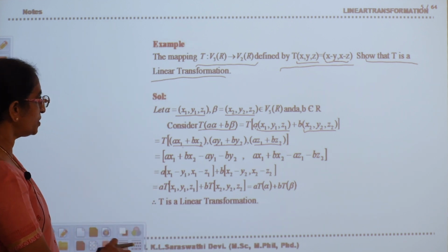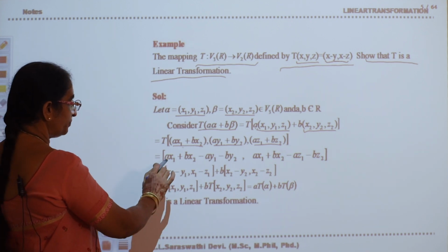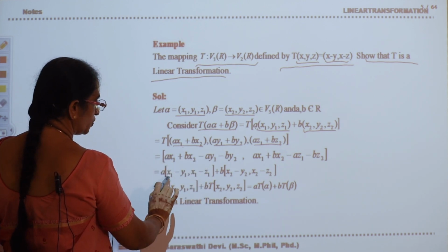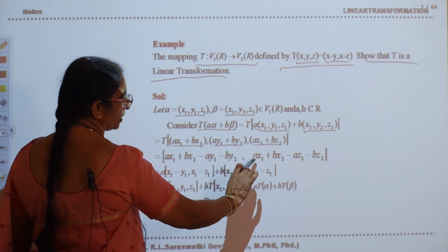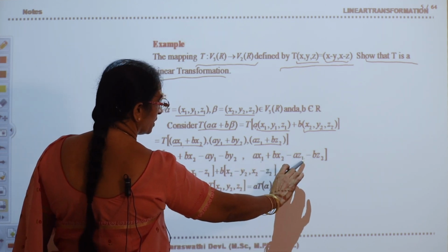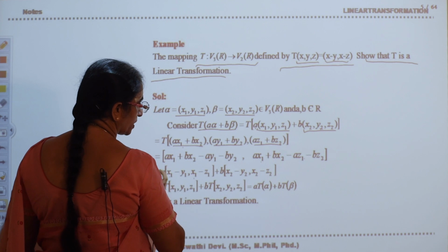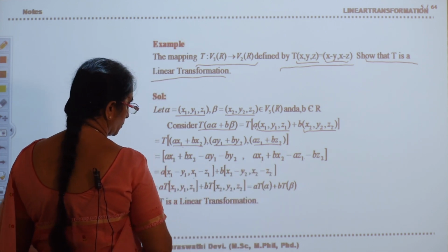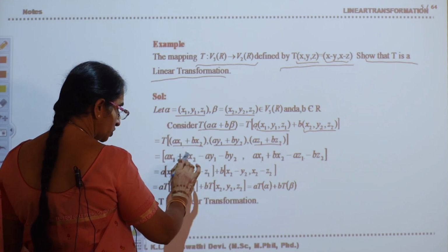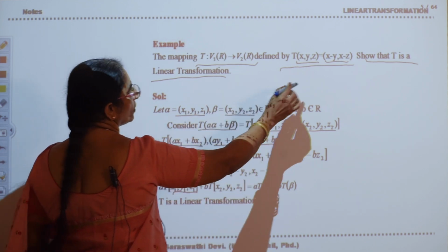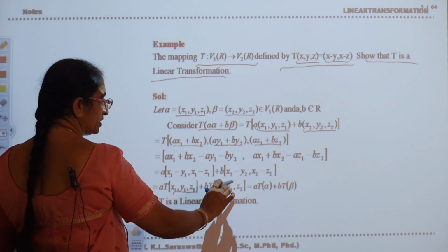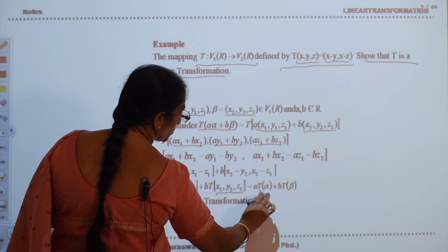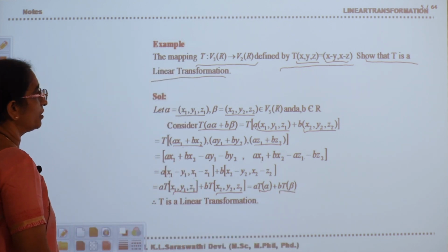Now if you arrange these terms, take ax1 minus ay1, that is a into (x1 minus y1), and from here a into (x1 minus z1), that is the second component. Similarly b into (x2 minus y2, x2 minus z2). Now this is nothing but T of (x1, y1, z1) from this transformation, and this is nothing but T of (x2, y2, z2). So a into T of alpha plus b into T of beta.